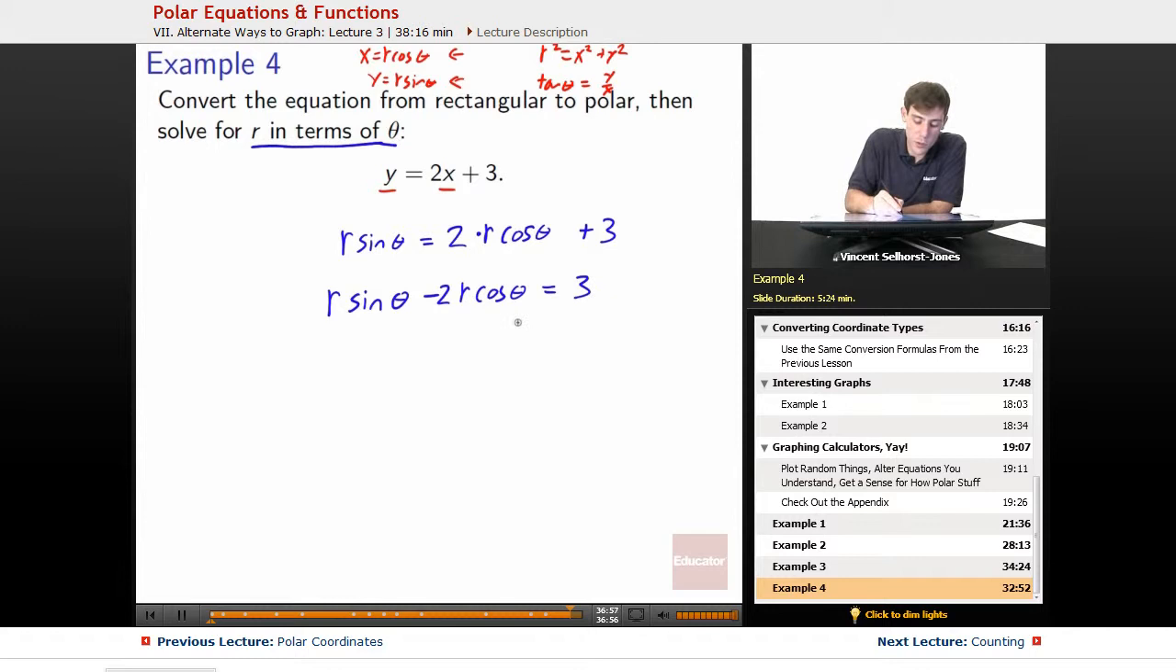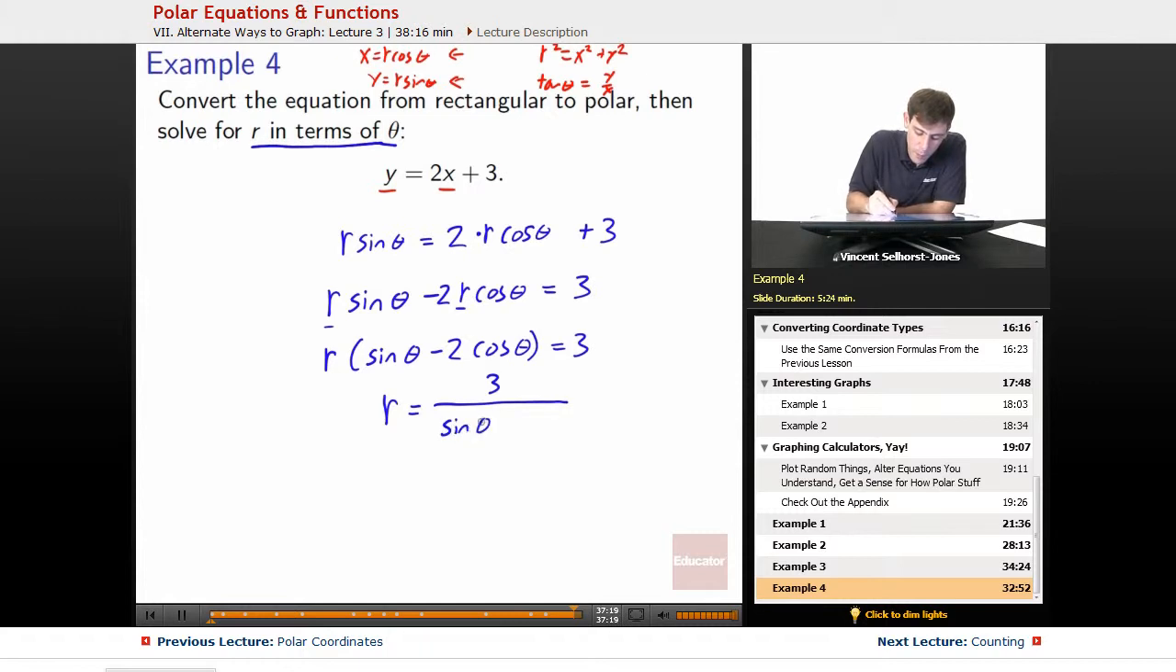Now notice we've got an r here and an r here, so we can use the distributive property in reverse. We pull that r out, and we've got r times sine theta minus 2 cosine theta equals 3. We now divide that out, so we have just r. So r equals 3 over sine theta minus 2 cosine theta.